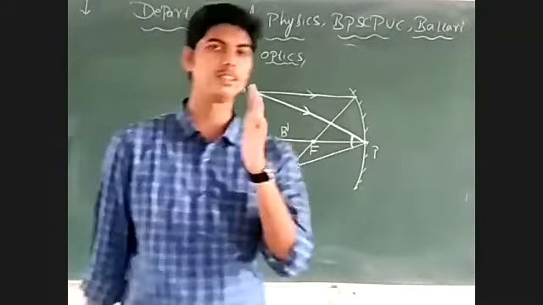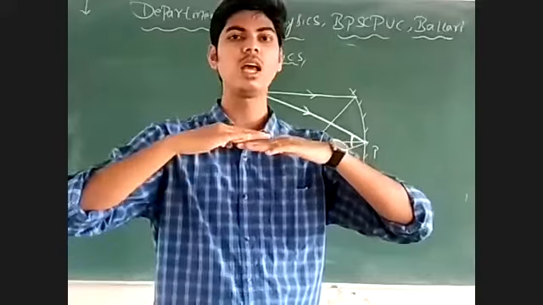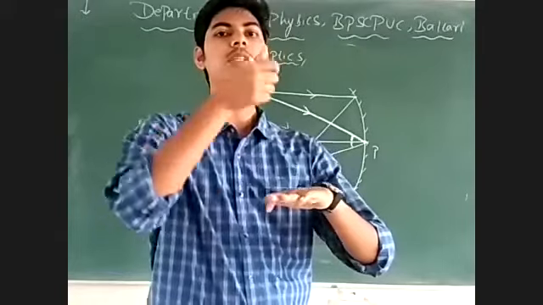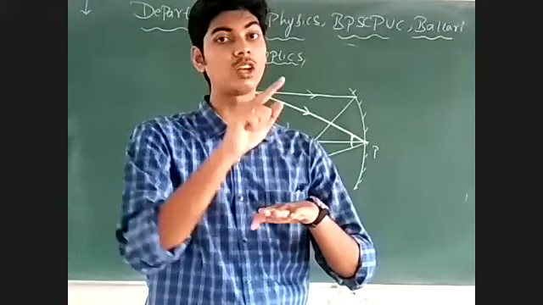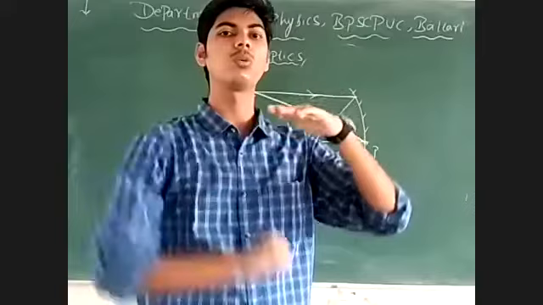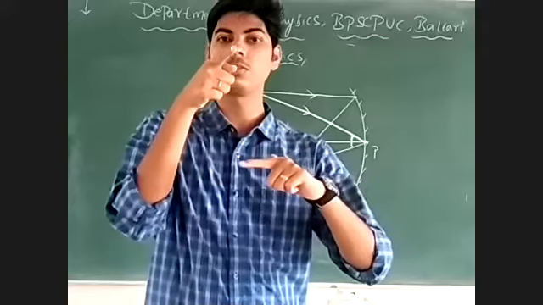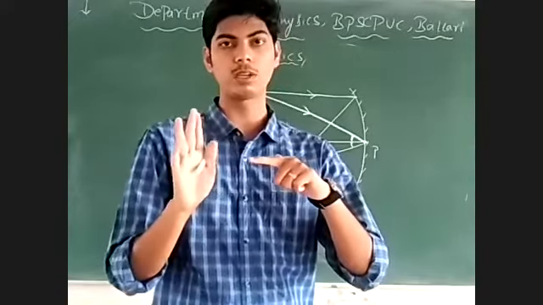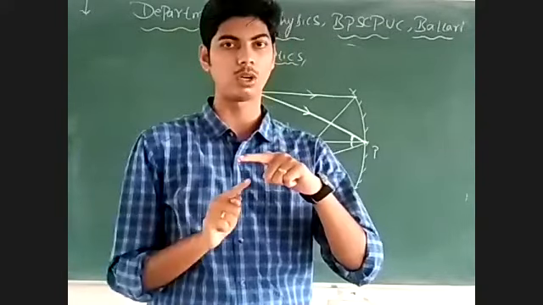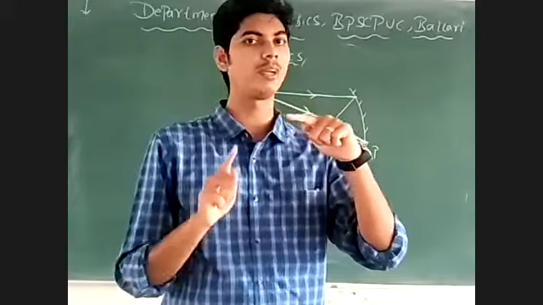Next one, Cartesian sign conventions. I have told you the distances measured above the principal axis and perpendicular to it are to be taken positive. Distances measured below the principal axis and perpendicular to it are to be taken negative. Correct? The distances measured above principal axis and perpendicular to it are to be taken positive, and the distances measured below principal axis and perpendicular to it are to be taken negative.